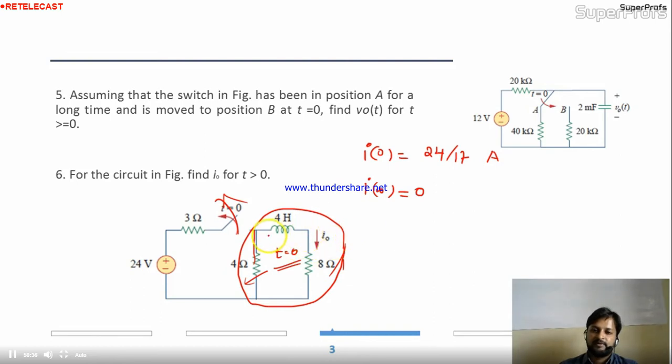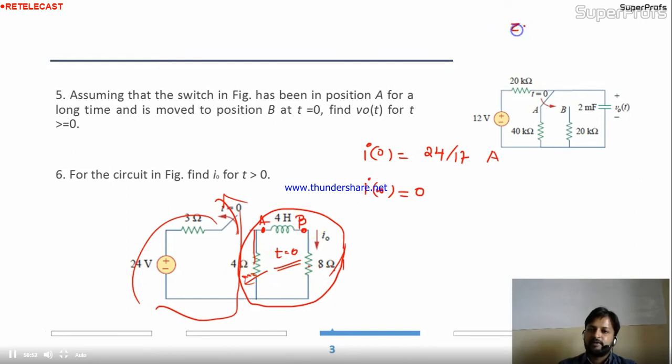Now what is the time constant? The time constant you have to find across A and B. Across A and B, 4 and 8 are connected in series. So this circuit is not in the picture. So 4 and 8 are connected in series. 8 and 4, 12.